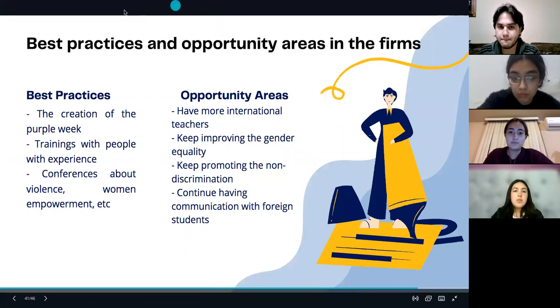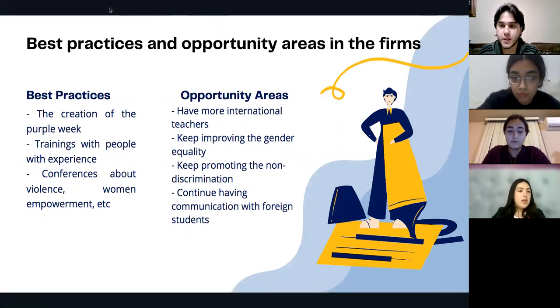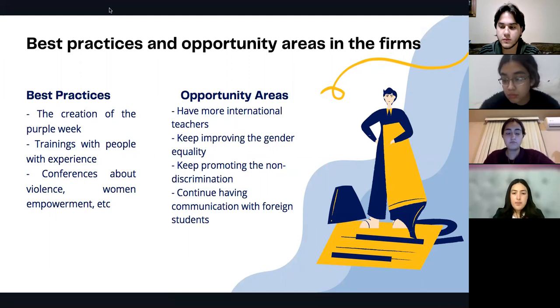Best practices and opportunity areas in the firms. Best practices: the creation of the Purple Week, trainings with people with experience, conferences about violence and women empowerment. Opportunity areas: have more international teachers, keep improving gender equality, keep promoting non-discrimination, continue having communication with foreign students.